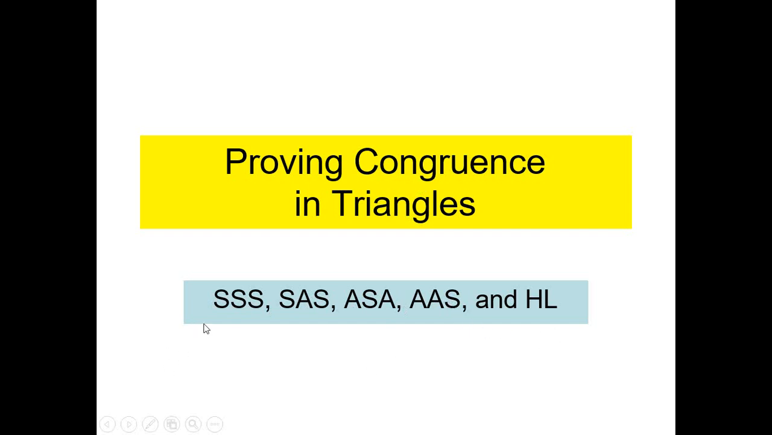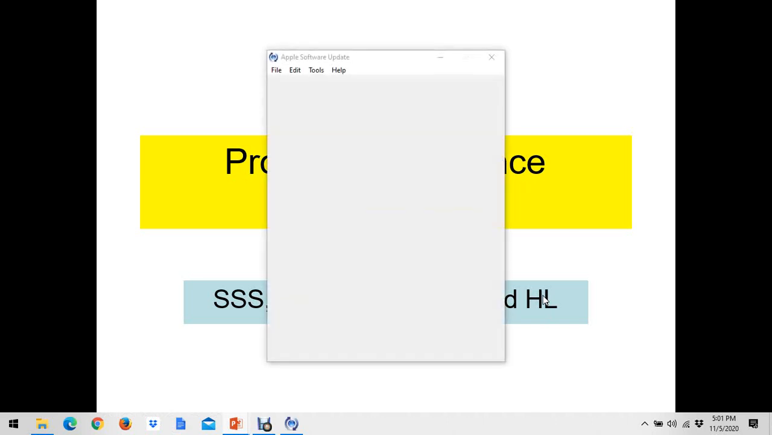Okay, side, side, side, side, angle, side, angle, angle, side, and hypotenuse leg. Hypotenuse leg is always used with right triangles.